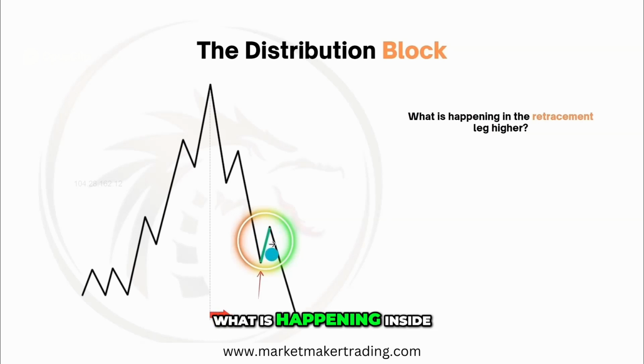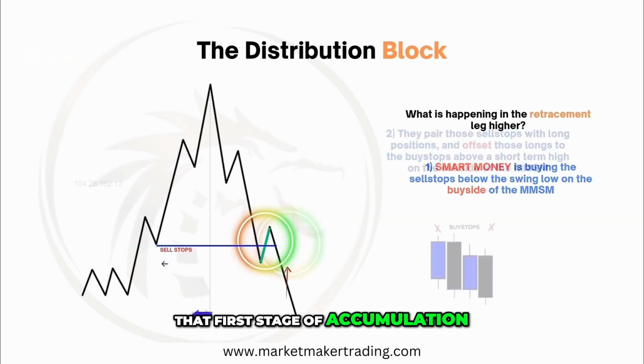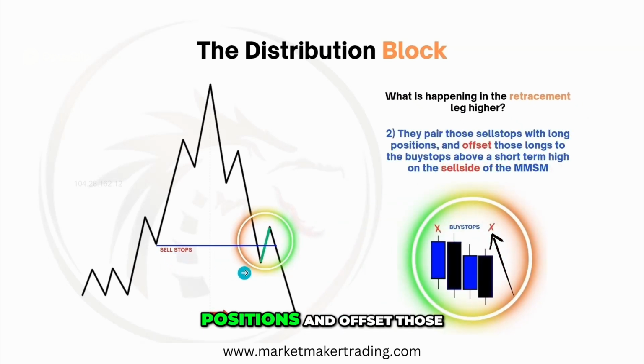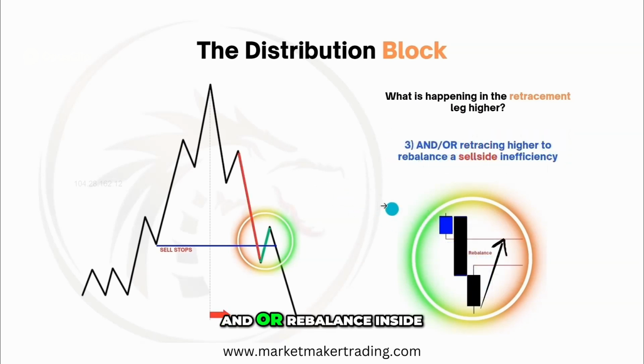Now, what is happening inside of this retracement leg higher in our second stage of distribution? Smart money is buying the sell stops below the swing low on the buy side of the market maker model. So in this example, this is our first stage of accumulation. Smart money is buying the sell stops below that first stage of accumulation, and they pair those sell stops with long positions and offset those longs to the buy stops in the form of willing buyers above a short-term high, and or rebalance inside the expansion leg that broke below the first stage of accumulation.